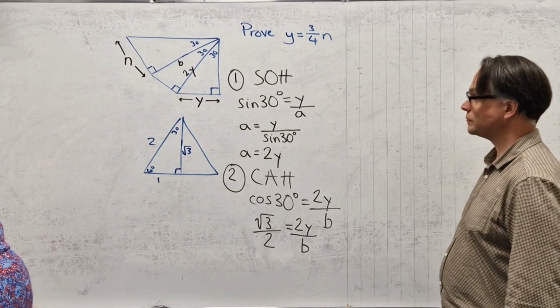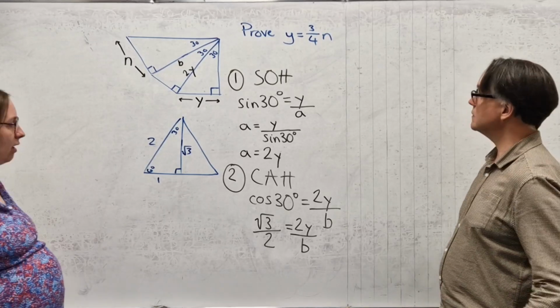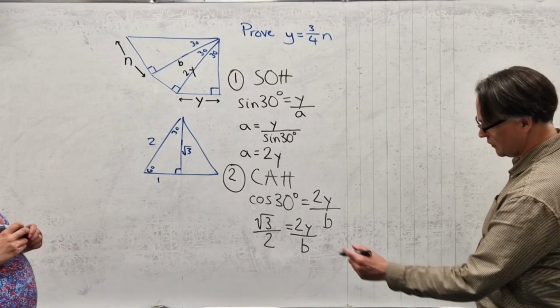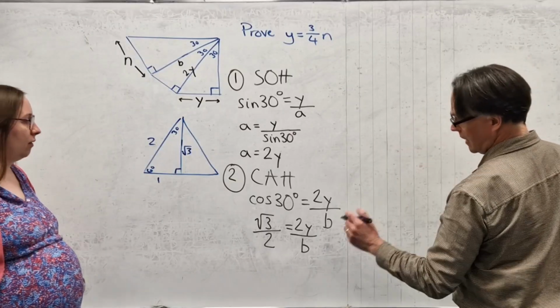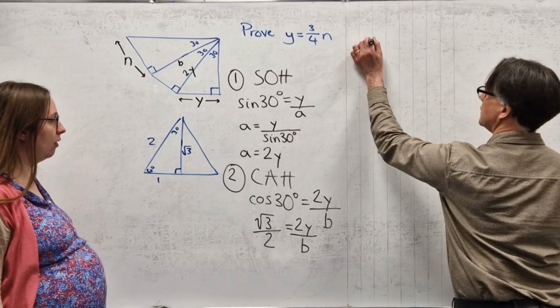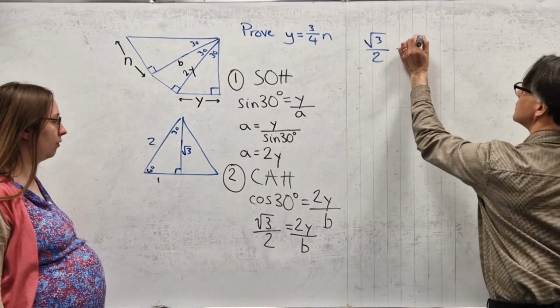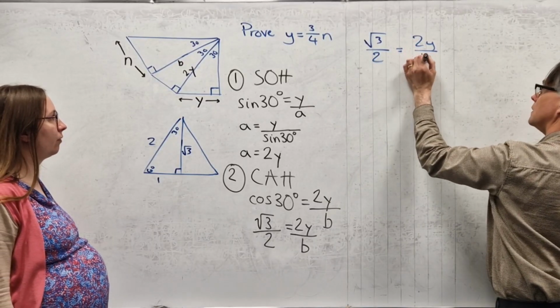And then what are we trying to get? We're trying to get b, aren't we? Yeah. Just like here and up here. Yeah, go for it. Okay, so we've got root 3 over 2. So that means, just write that again, root 3 over 2 is 2y over b.